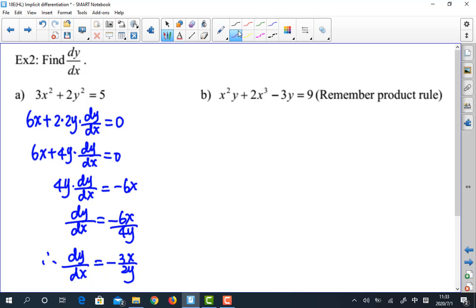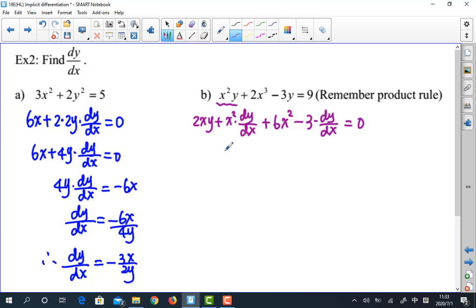Let's look at the second one. So we need to apply the sum and the difference rules. Product rule for this term. So differentiate this one, 2xy plus x squared dy over dx, plus 6x squared, minus differentiate this one, 3 dy over dx. The differentiation of 9 should be 0. Let's solve for dy over dx from this equation.